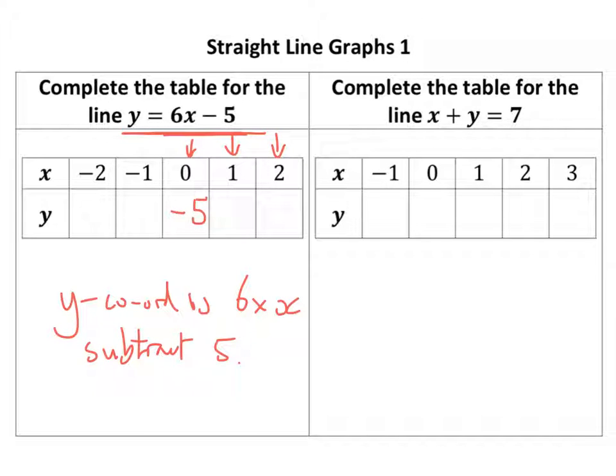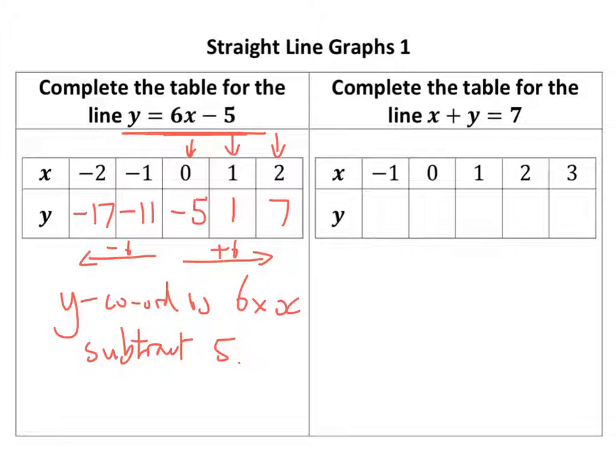So here we go. Next one to do is 6 times 1, which is 6, subtract 5, which is 1. 6 times 2 is 12, subtract 5, which is 7. Now hopefully you're noticing that they're going up in sixes, so going up in sixes this way, that's plus 6 each time. When the x coordinate goes up by 1, we're adding 6. So as we go that way, we're going to be subtracting 6. So if I subtract 6, we should get negative 11 and negative 17.